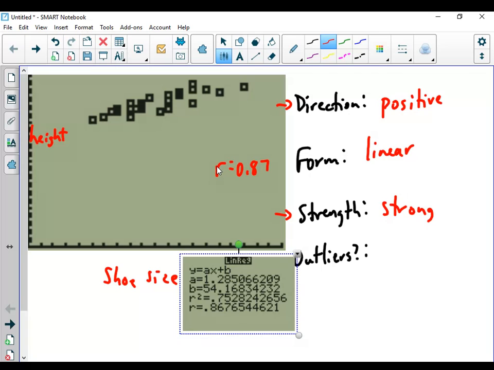Did it look like we had any outliers? No, everything was pretty good actually. It was pretty close together. All right, so those are kind of the main ideas that I expect you to be comfortable with when we take our quiz later on today.